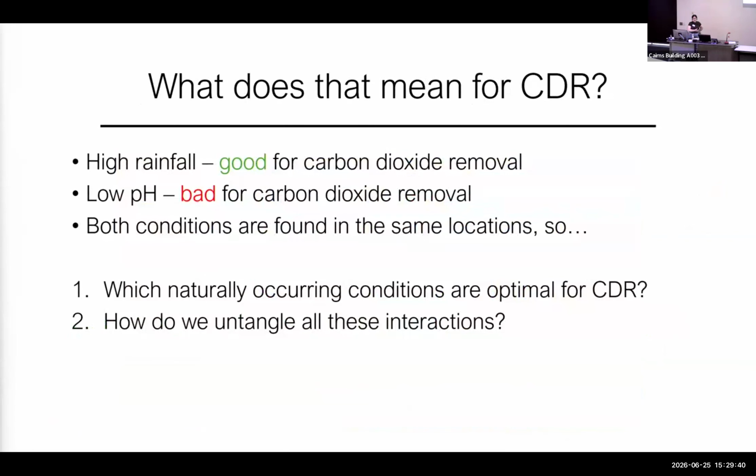Well, we know that high rainfall is good for CDR because you get more of that weathering reaction happening, but low pH is bad for CDR because we get more of that strong acid weathering and less of the weathering by carbonic acid. But both of these conditions are typically found in the same location. So it begs the question, what actually naturally occurring conditions are optimal for CDR, not just those that we can make happen in a model, and how do we untangle all of these interactions?